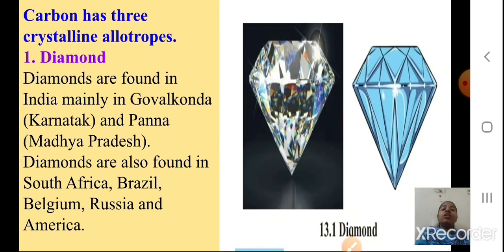Now the first one, carbon has 3 crystalline allotropes. How many allotropes does carbon have? 3 in the crystalline form, students. The first one is the diamond. Now everyone knows what diamonds are.